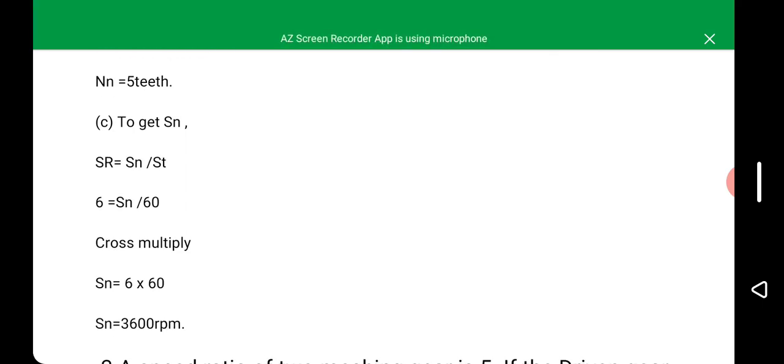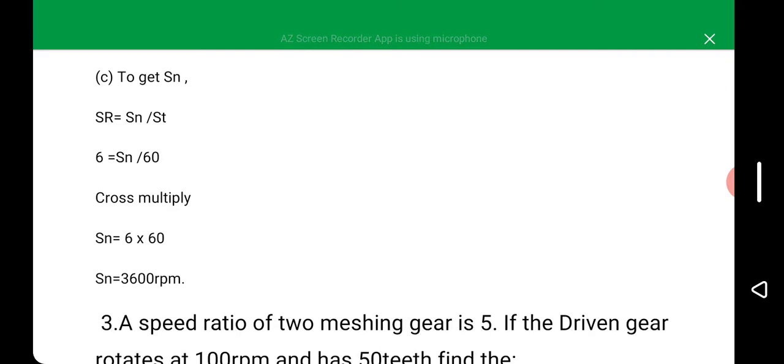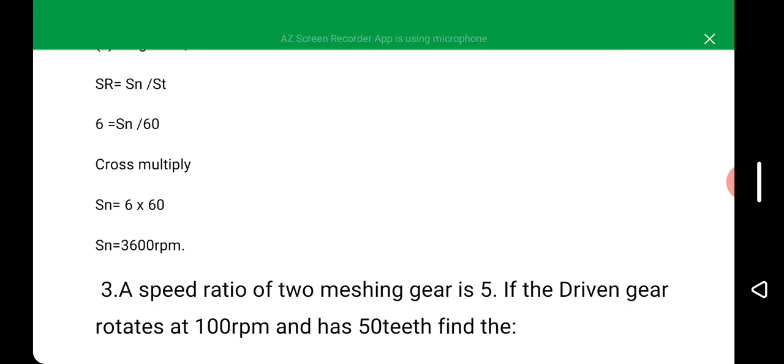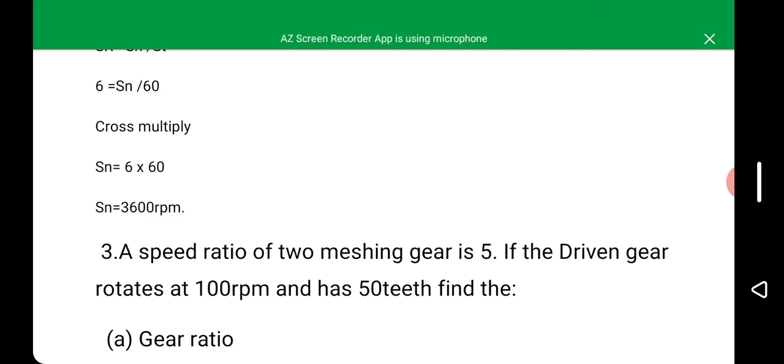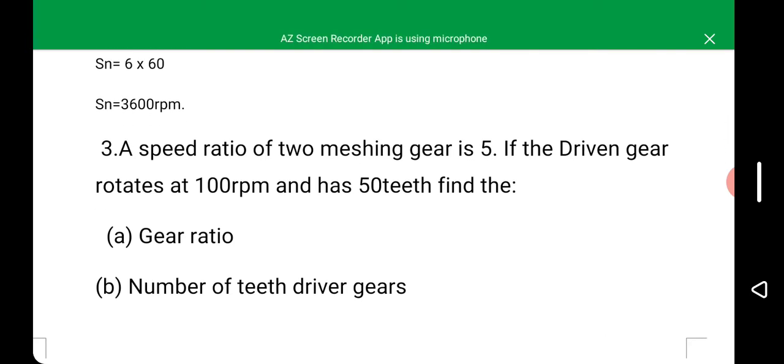So SR, which is the speed ratio, capital letter R, is equal to the speed of the driven gears over the speed of the driver gears. The speed of the driven gears is not given in the question, but the speed of the driver gears is given to be 60 revolution per minute, while the speed ratio is given in the question to be 6. We substitute all these values. After substituting the values, we cross multiply. When we cross multiply, our SN will be 6 times 60, which gives us 3,600 revolution per minute.